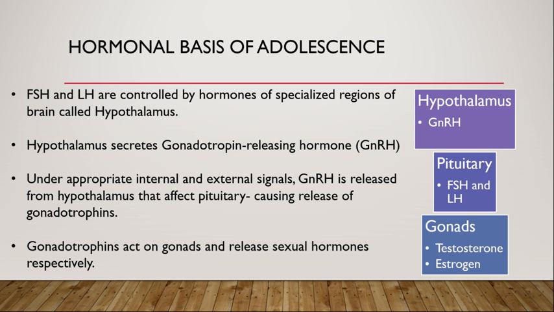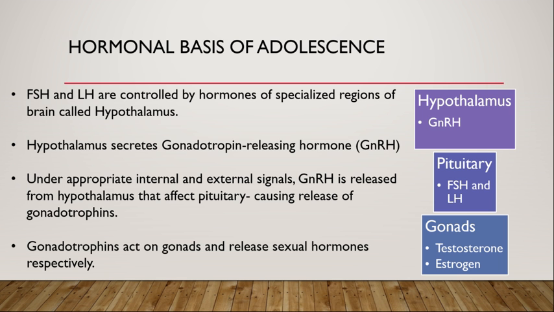When these releasing hormones are secreted from the hypothalamus, they regulate your pituitary gland. This release happens under certain conditions, under certain external or internal signals that are given to your brain, and only then are these hormones released from the hypothalamus, which affects your pituitary gland, causing the release of your gonadotrophins. Now, these gonadotrophins, which are FSH and LH, act on your gonads, and therefore the release of sexual hormones happens respectively in both genders.